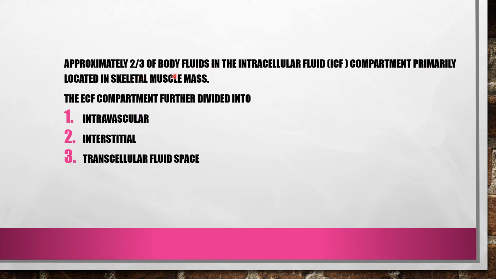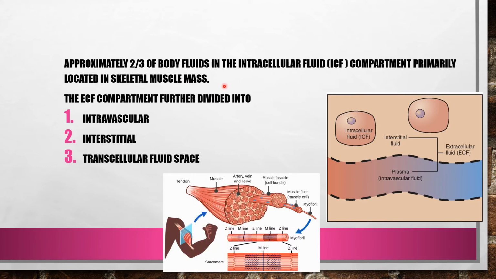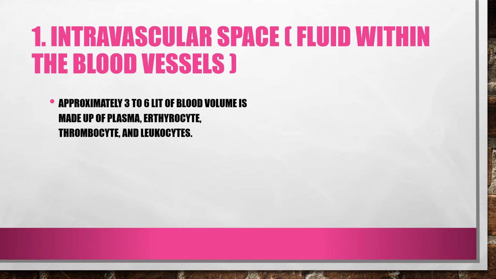Approximately 2/3 of body fluids are in the intracellular fluid compartment, primarily located in skeletal muscle mass. Where exactly is this 2/3 of intracellular fluid present? Most of it is present in the skeletal muscle mass. The extracellular compartment, which is 1/3 of the body fluids, has 3 compartments: the first one is intravascular, next one is interstitial, the third one is transcellular. We will see them one by one in detail.